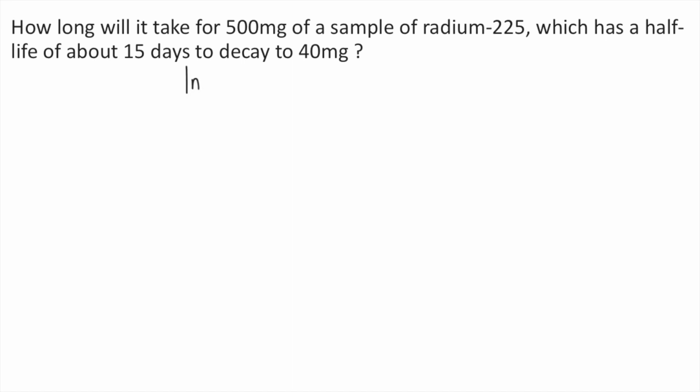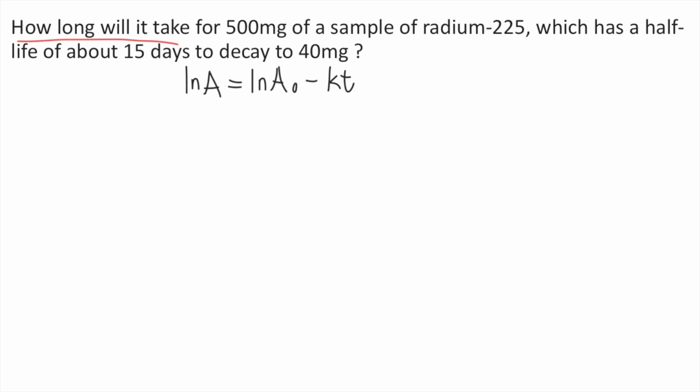So ln of A is equal to ln of A sub 0 minus KT. Now A here is the final amount or the remaining amount. A sub 0 is the initial amount. K is the rate constant and T is the time. Now in this problem, it says here, how long will it take? So the question is asking for the time or T. So we need to rearrange the equation for us to get the time.